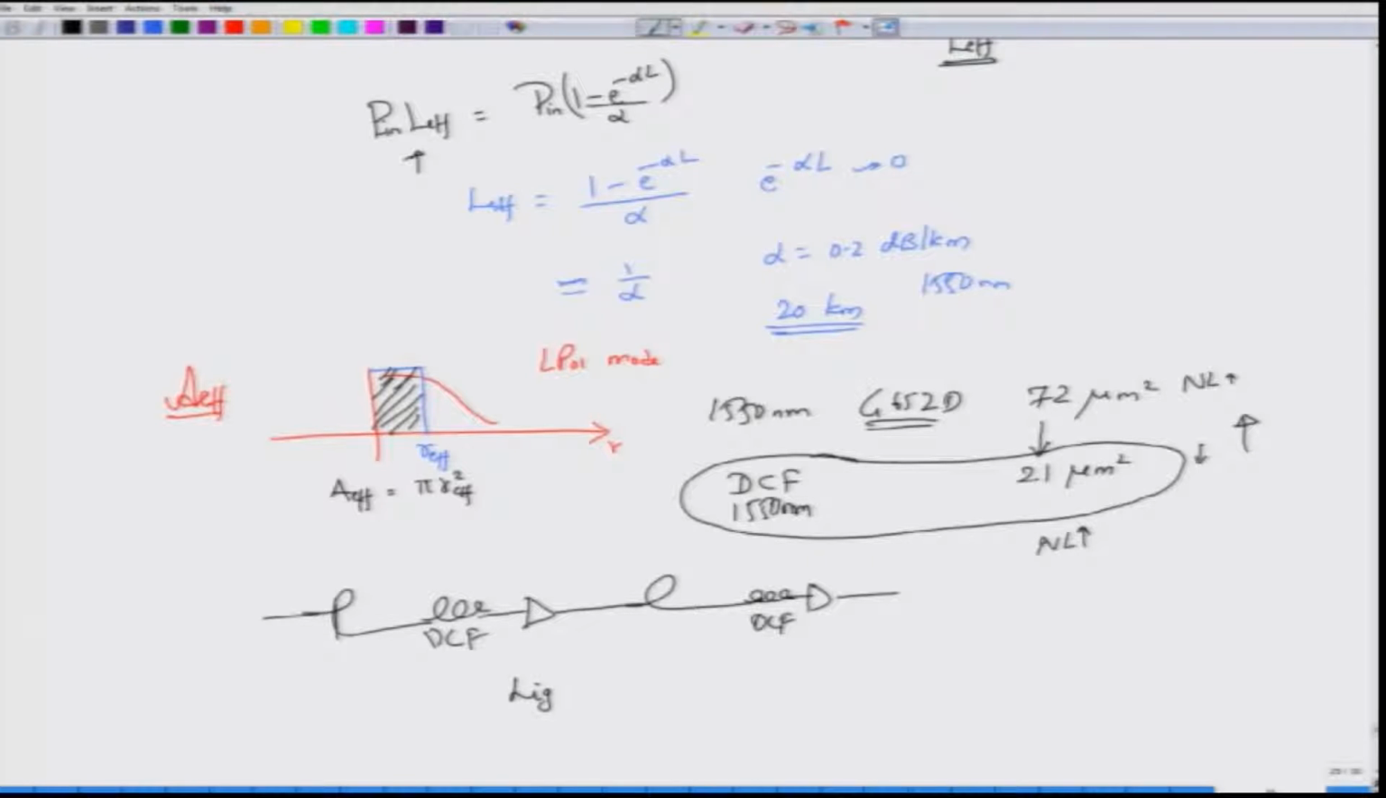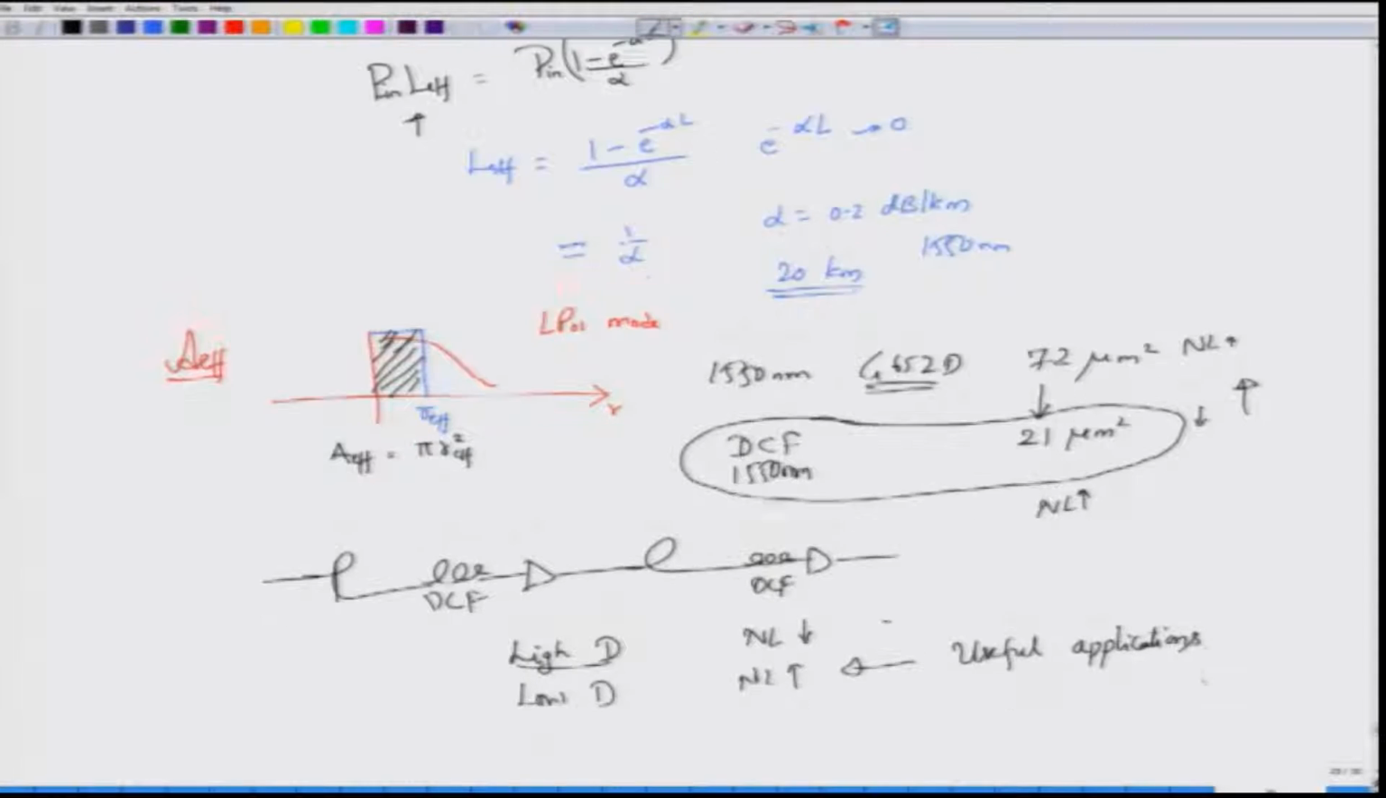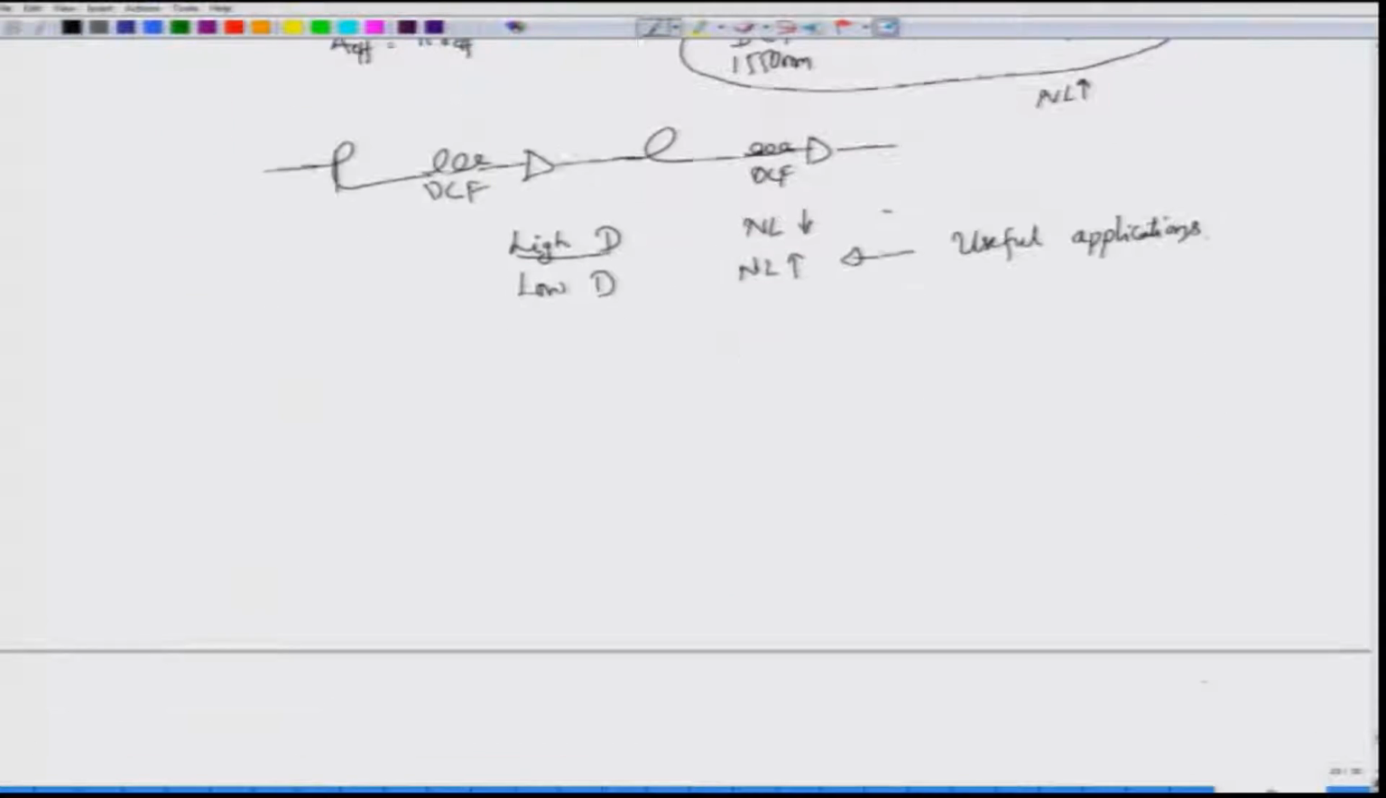The general rule is that if you have a high value of dispersion, then nonlinearity will be significantly low, but of course, you will pay a price in the form of not having enough bit rate because of the high dispersion. But if the dispersion is low, the nonlinearities will be very high. In this case, having high nonlinearity is not so bad, because there are some useful applications of nonlinearities as well. Some of those applications we are going to see later.